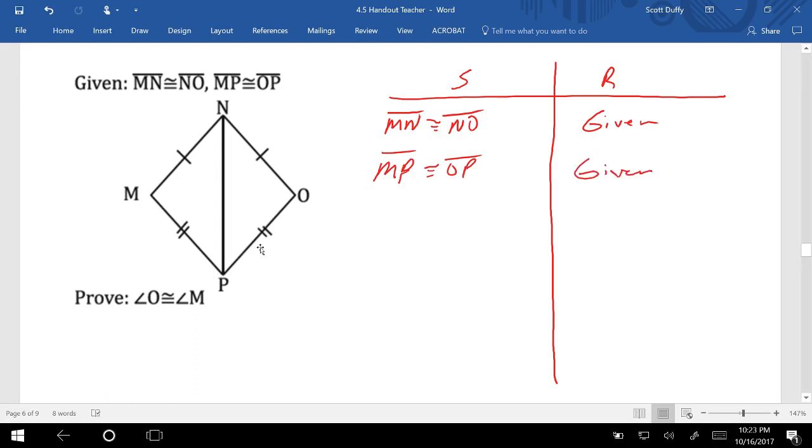Right there, already marked for me, don't have to do anything. Now looking at this, it shares a side. So anytime two triangles share a side, I'll mark it. And then I can say that NP is congruent to NP, and that is the reflexive property.